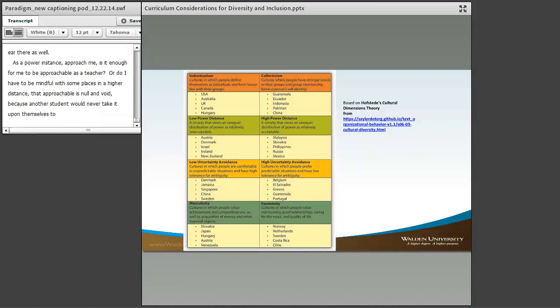So again, being able to use the different tools and lenses and perspectives that would help us understand and empower our students to participate is a really important consideration for all of us teaching at Walden.